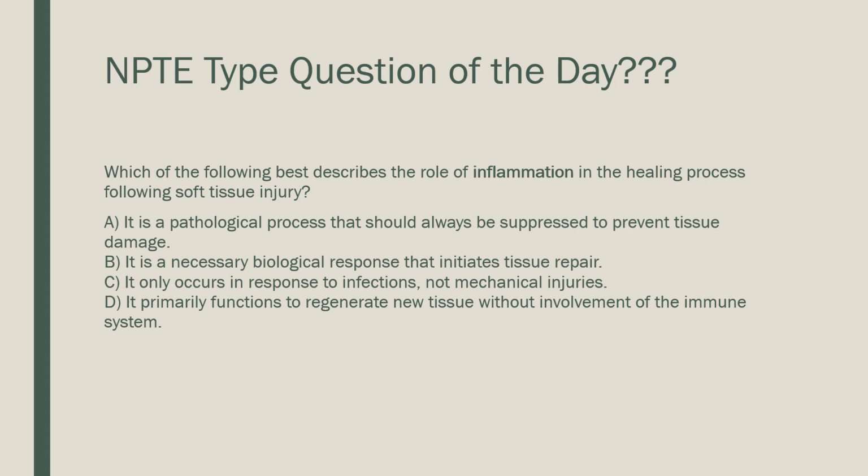Inflammation is the first phase of healing, occurring immediately after injury to remove debris, prevent infection, and initiate tissue repair. It involves the activation of immune cells, release of cytokines, and increased vascular permeability. While chronic inflammation can be detrimental, acute inflammation is crucial for proper healing.